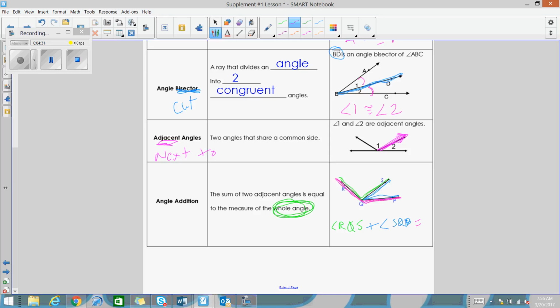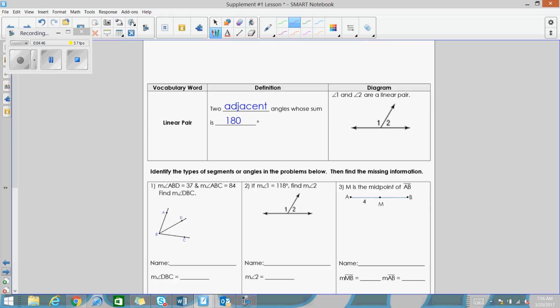So the little green angle plus the little blue angle will add up to equal angle RQP. And that's called angle addition. Anytime you add two angles that are adjacent, or next to each other, they'll add up to equal a larger angle. So flip over.